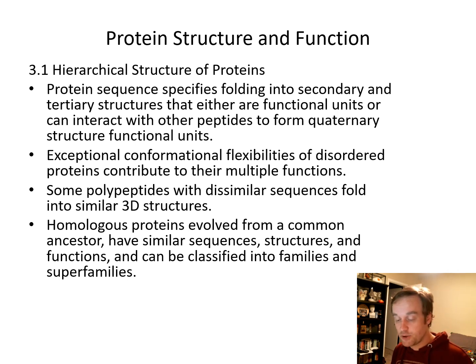And then homologous proteins evolved from a common ancestor, have similar sequence, structures, and functions, and can be classified into families. And so globins in mice versus human have all evolved from similar genes, and thus can be classified into these families or superfamilies based on their structures.